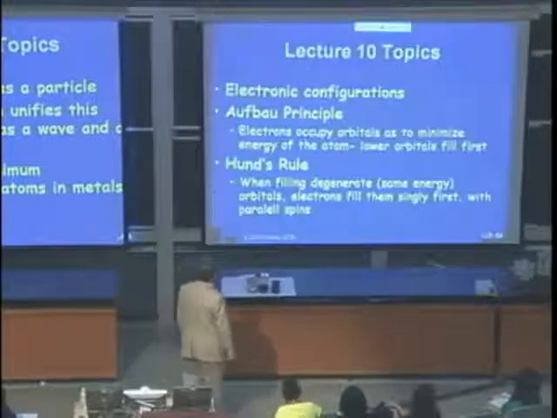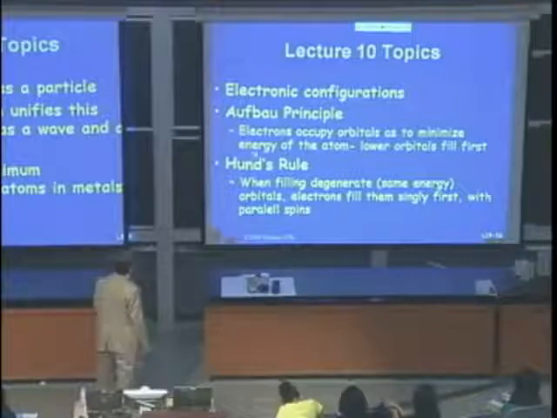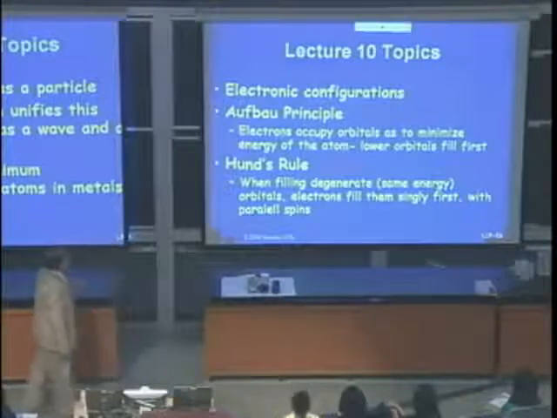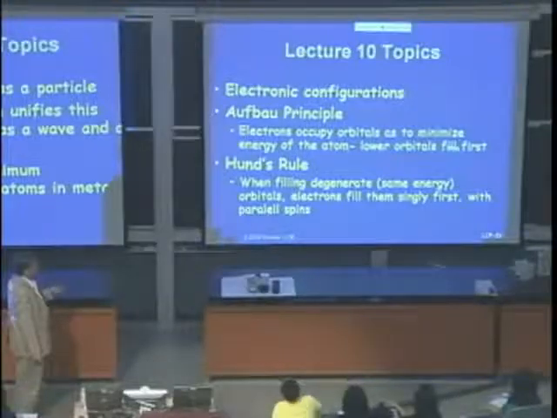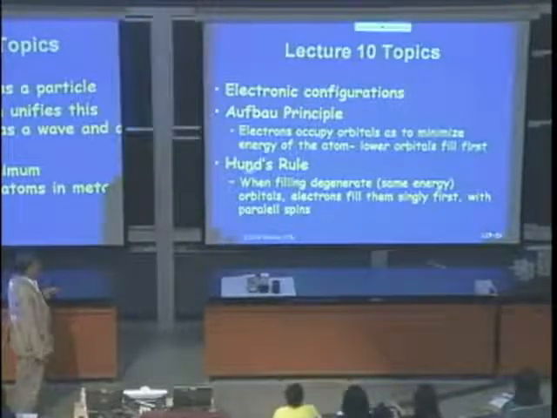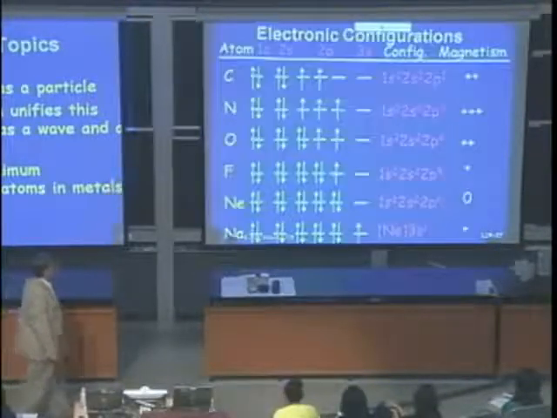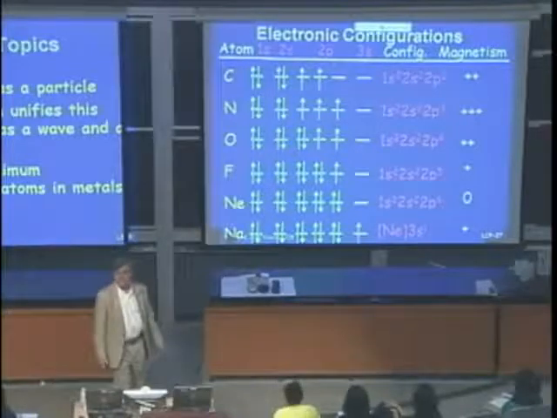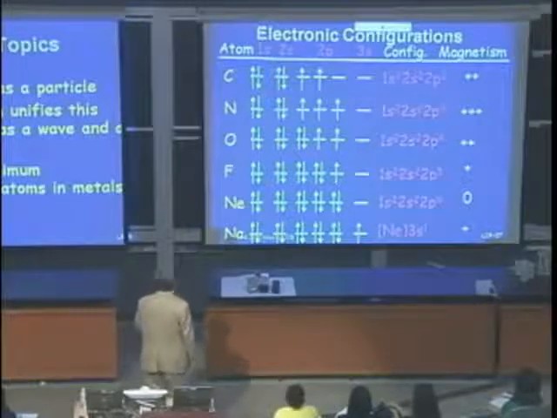Okay? So we then talked about electronic configuration and the Aufbau principle. So you know all this, the electrons occupy orbitals so as to minimize the energy of the atom, and lower orbitals fill first. And then you have Hund's rule. When you're filling the same energy type orbitals, the electrons fill them singly first and then with parallel spins. We did this here till the cows came home, all right? And so you need to know this probably.